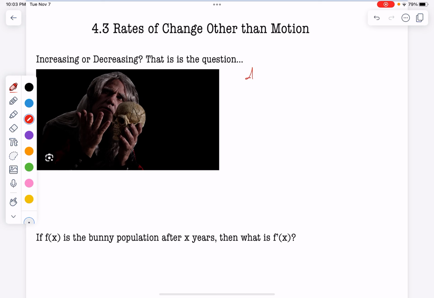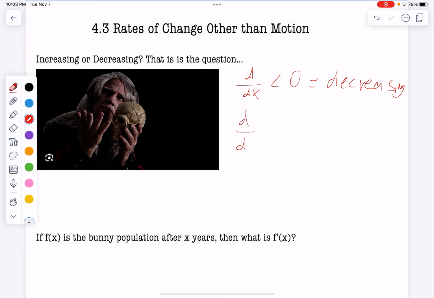If the derivative is less than 0, or negative, we know the rate of change is decreasing. Your function is decreasing.